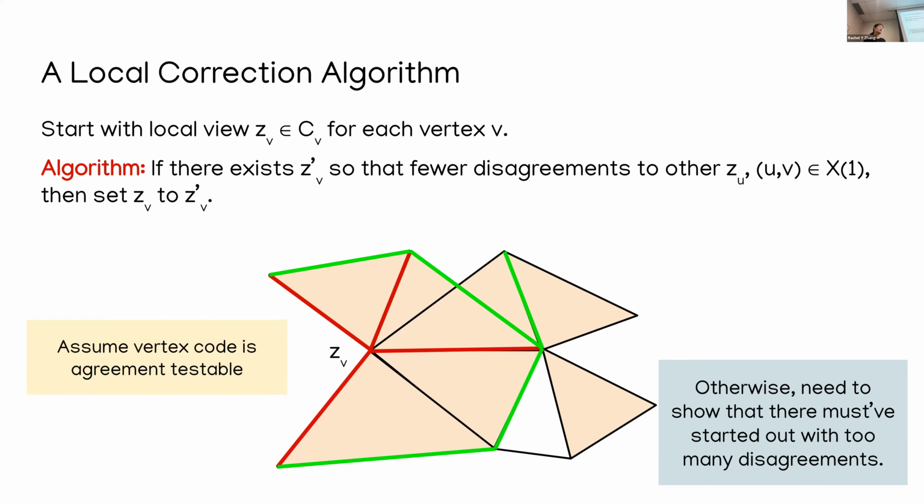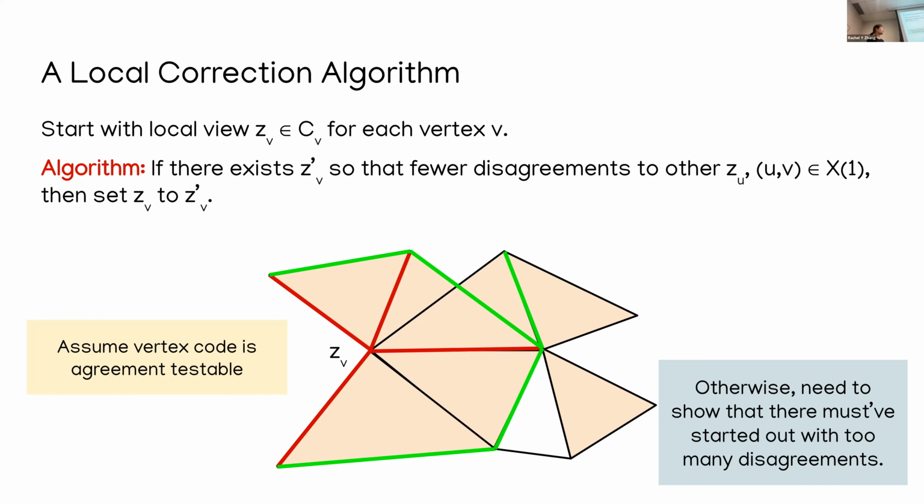Oh, I see. So you haven't shown that yet. Not yet. We're just looking at the yellow edges. Okay, so how do you show that? The way you show that is you look at all these yellow edges. If there aren't many that are bad, so actually most of these vertices agree, then by agreement testability of the vertex code, you actually have to find a better view here that will have fewer disagreements to the surrounding vertices.